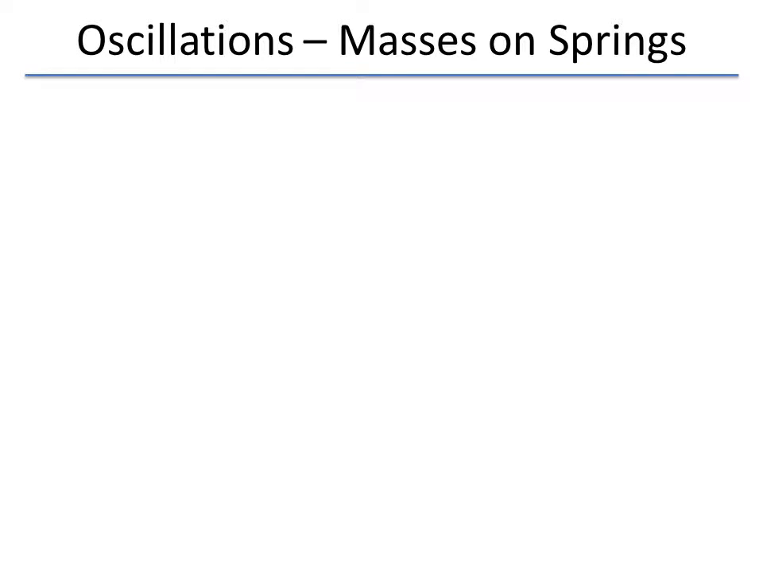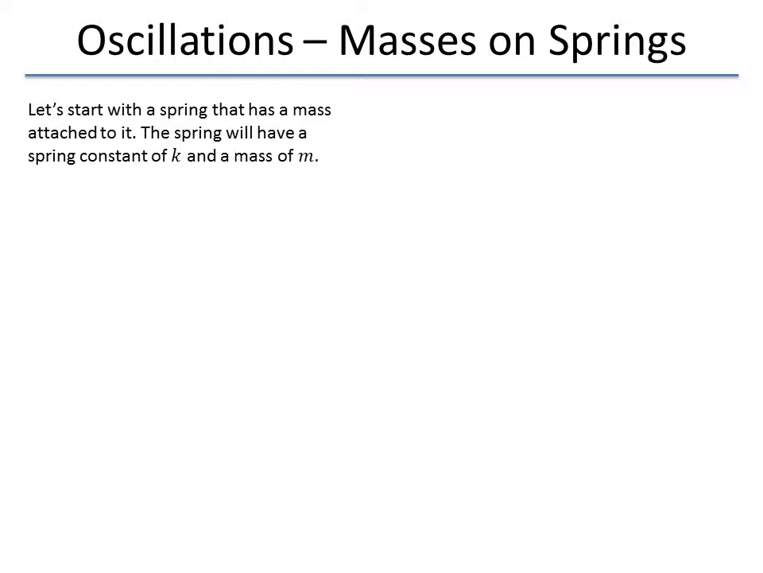As promised, we're going to work through an example of oscillations. We're going to look at masses on a spring. So let's start with a spring, and we're going to put a mass on it. And the spring's going to have a spring constant of k, the stuff we've covered before, and it's going to have a mass of m.